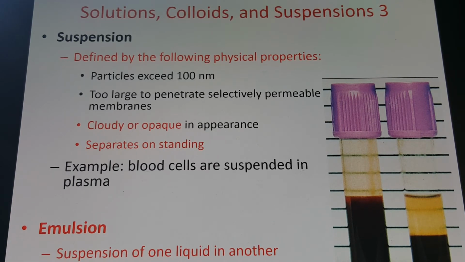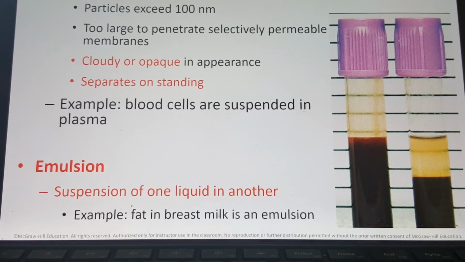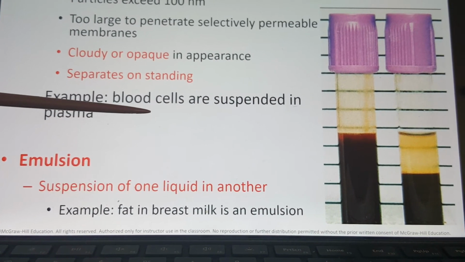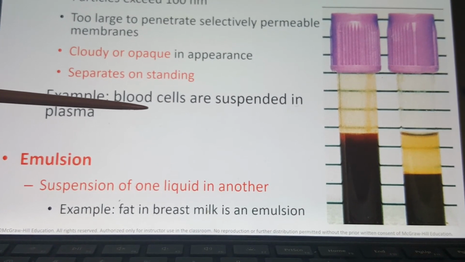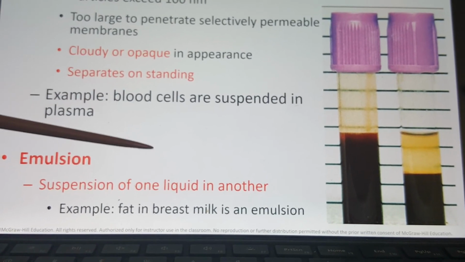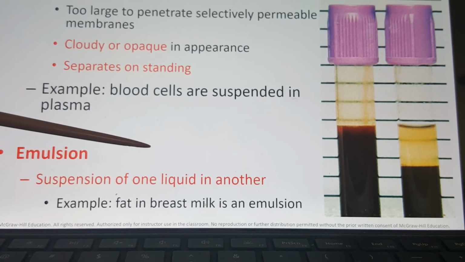I don't have a picture of it. I should. But it's a suspension of one liquid into another. So breast milk is an example of that. So in breast milk, we have our liquid portion of the milk, which is proteins and sugars. And that's secreted by one part of your mammary glands.